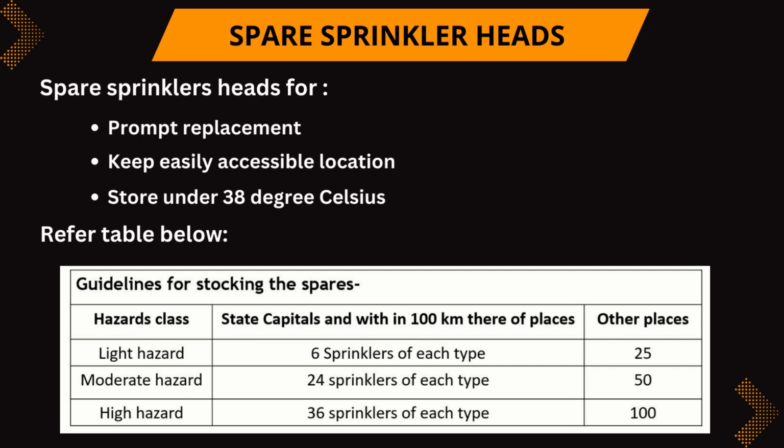For high hazard installations such as explosive facilities, petroleum plants, solvent plants or alcohol refineries, we should have 36 sprinklers of each type for a plant situated in state capitals or within 100 km of the state capitals. For other places, we should keep at least 100 sprinkler heads. When there is more than one installation within a risk, the above quantity shall also be increased in proportion.